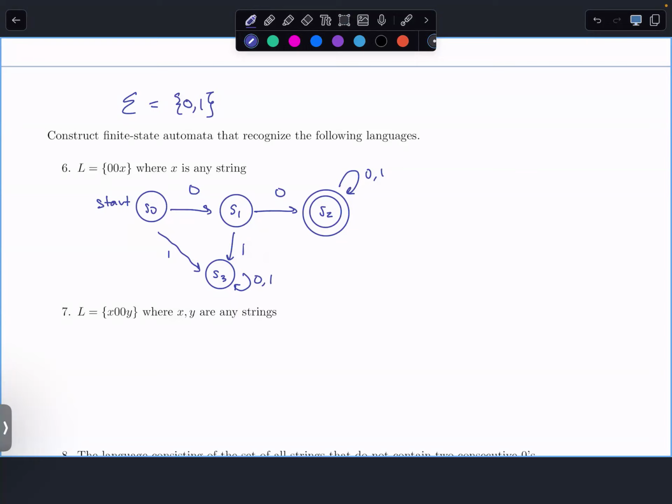So if it just dumps all the ones, would it just stay there? No output from it? S3 has to have outputs as well, so you're just going to keep them there. If a one happens before those two zeros, then it's going to go to the trash. And no matter what happens after that, it's going to stay in the trash.